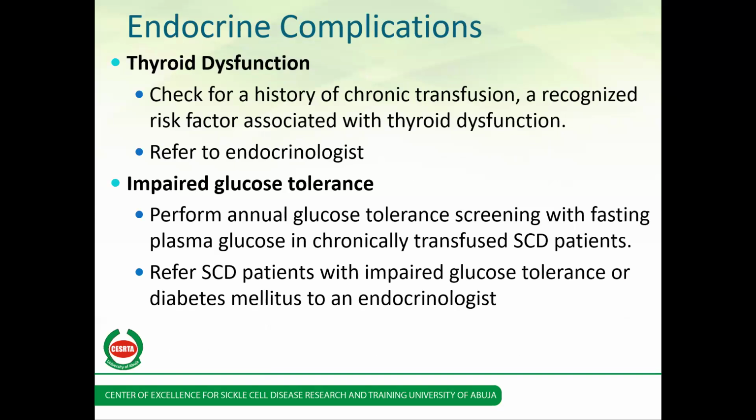For thyroid dysfunction, check for a history of chronic transfusion, a recognized risk factor associated with thyroid dysfunction. Refer to endocrinologists. For impaired glucose tolerance, perform annual glucose tolerance screening with fasting plasma glucose in chronically transfused sickle cell disease patients. Refer sickle cell disease patients with impaired glucose tolerance or diabetes mellitus to an endocrinologist.